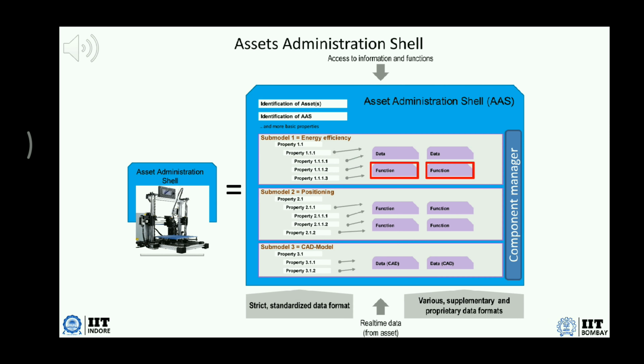Next component is functions. Functions are static programming scripts, which can be triggered manually or triggered automatically when certain condition is fulfilled, depending on how we configured the assets administration shell. Asset administration shell provides easy-to-use GUI for configuring assets. It can send data in multiple streams like OPC UA, MQTT, TCP/IP.